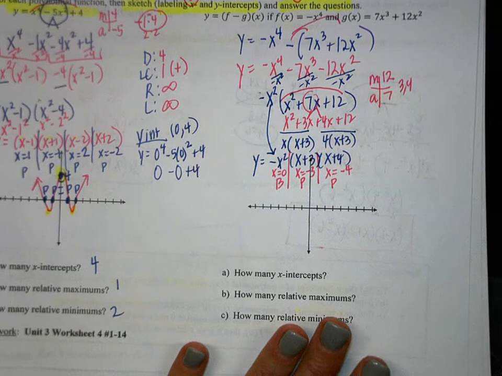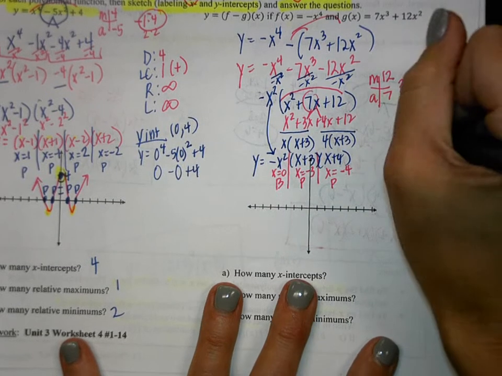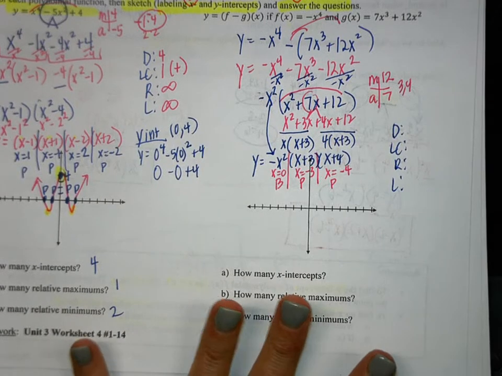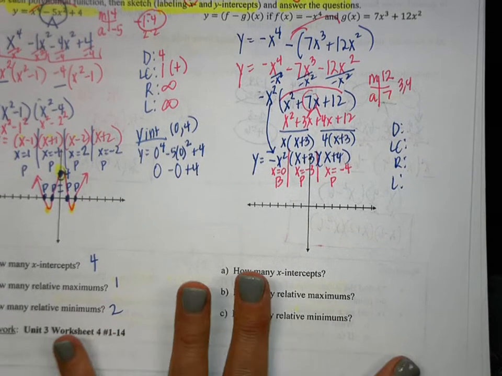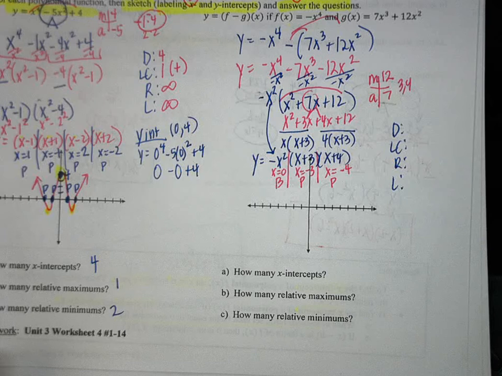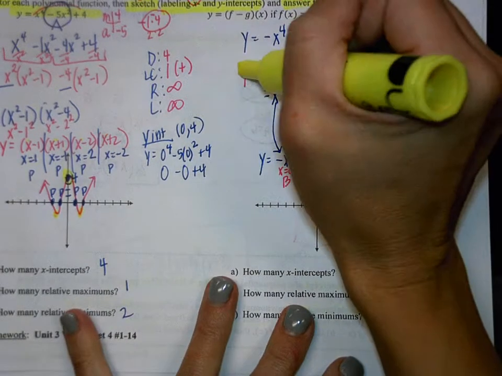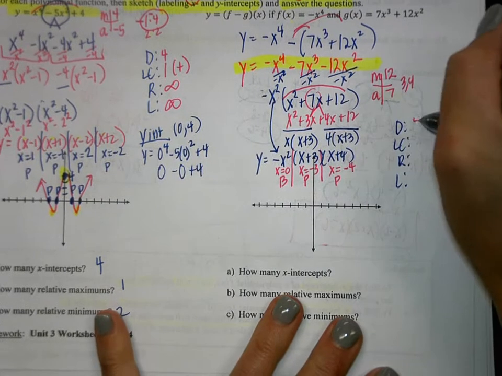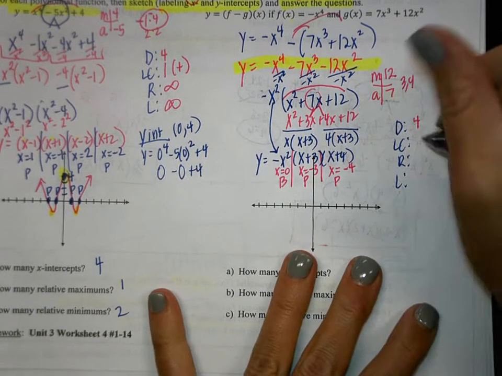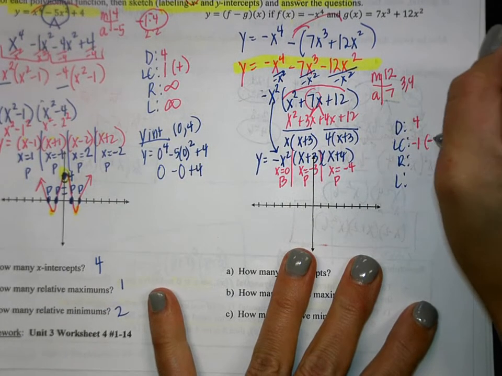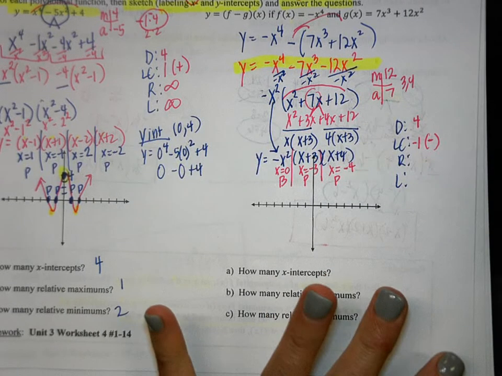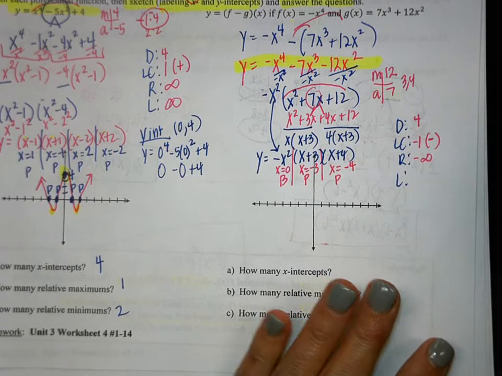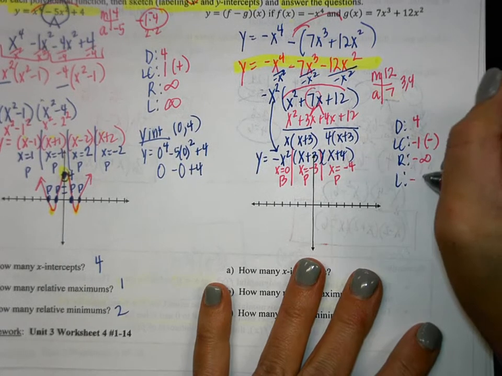Okay, we also need to state our degree, our leading coefficient, our right-hand behavior, our left-hand behavior. Okay, our degree, it's easiest to go back to the original function, which is way up here. Okay, what is my degree? 4. What is my lead coefficient? Negative 1. Good, specifically that it's negative. Because my lead coefficient is negative, my right-hand behavior goes down, and because the degree is even, my left-hand behavior goes down. Very good.